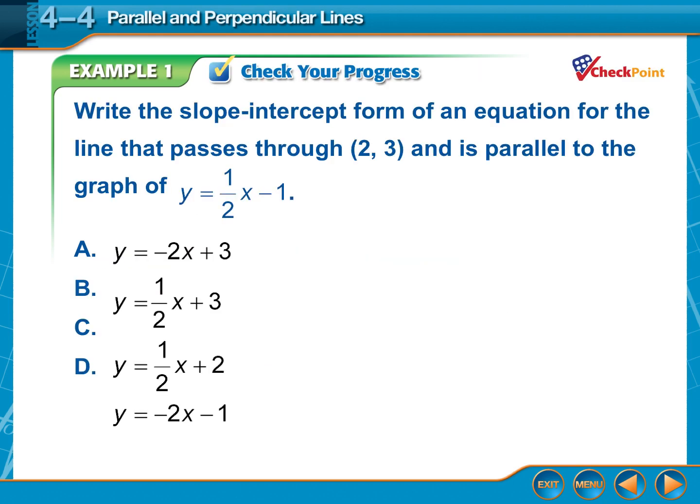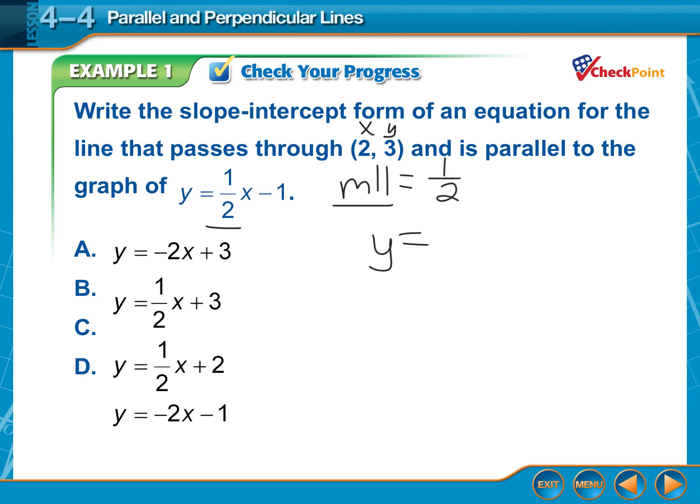Okay, so it says, write the slope-intercept form of the equation of a line that passes through this point. What do we normally label points? X and Y, right? And then we want parallel to the graph. Okay, what's the slope of the line given? 1/2. So what's the slope of the parallel line? 1/2. Same thing, right? This means slope of parallel. I just wrote it that way. Okay. So we have our slope and we have our x, y.